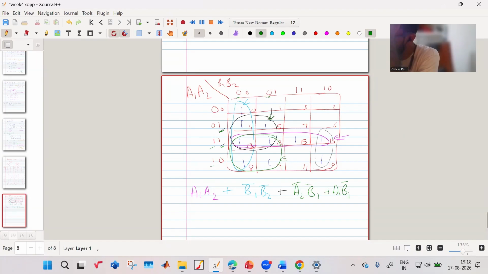No. Here also it is A2 bar, B1 bar, A1 into B1 bar. Okay. Which output is satisfied? Which output is satisfied? I can't see an output. Can it be satisfied here?